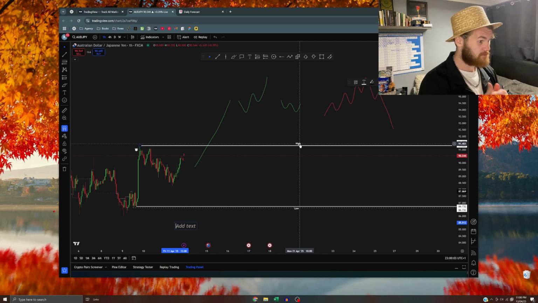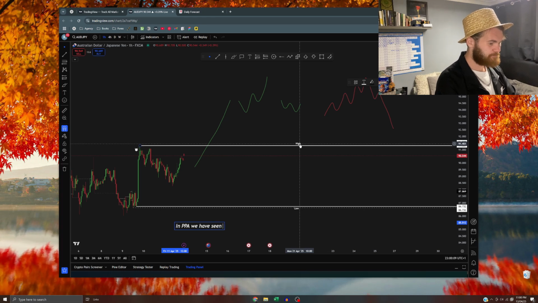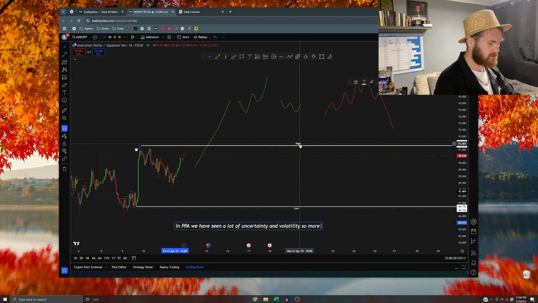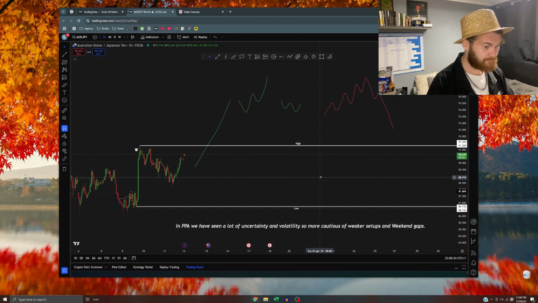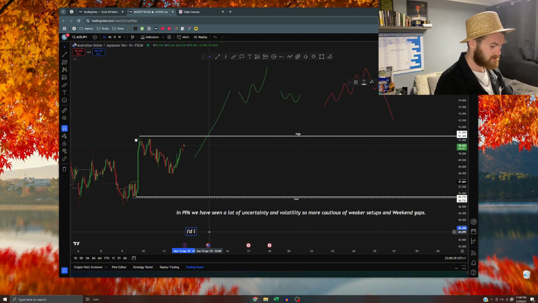So, price action. In price action, we've seen a lot of uncertainty and volatility, so more cautious of weaker setups and weekend gaps. Sweet.